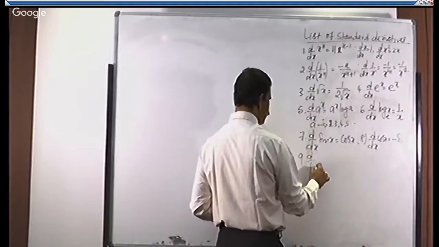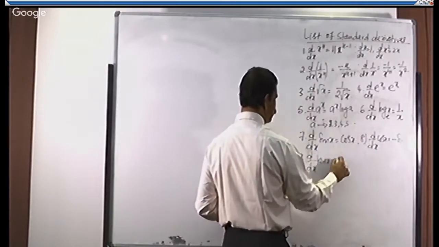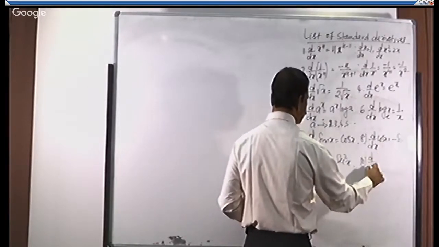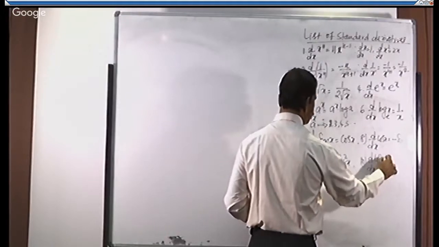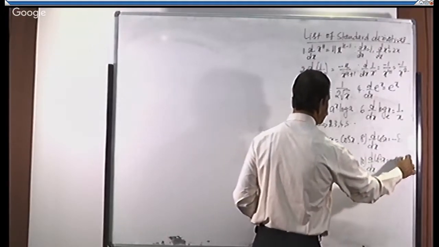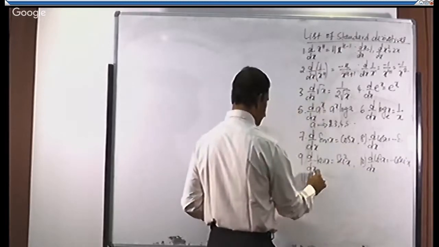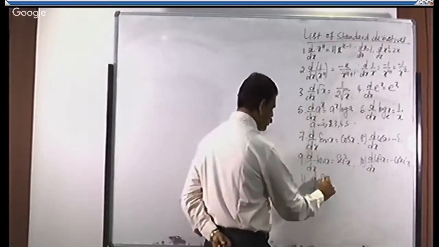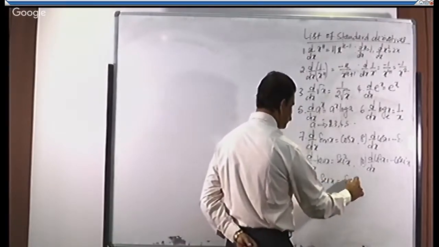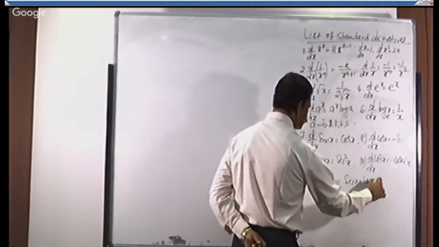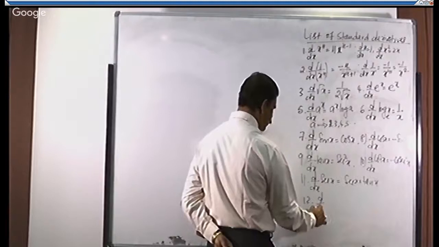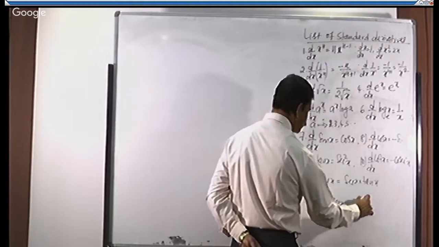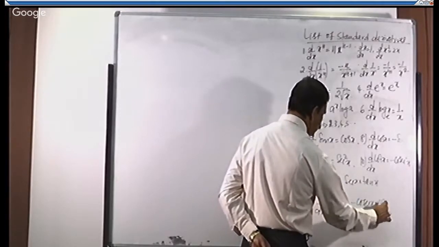d by dx of tan x is equal to secant square x. d by dx of cot x is minus cosecant square x. d by dx of the next trigonometric function, secant x, is equal to secant x into tan x. d by dx of cosecant x is equal to minus cosecant x into cot x.